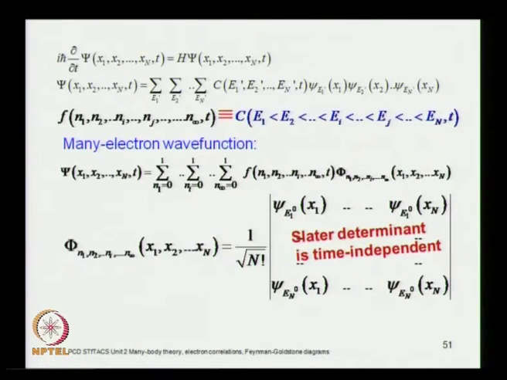So the Slater determinant is made up of these elements which are time independent single particle states. All the time dependence is in the coefficient C and hence in the coefficient f. Okay? So the Slater determinant itself is independent of time, the time dependence is in the coefficient f.